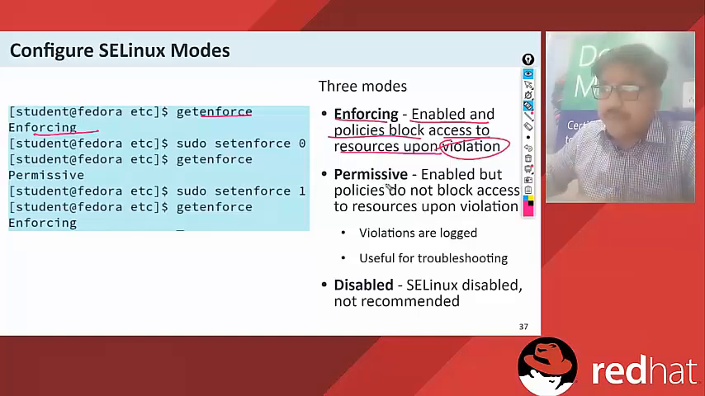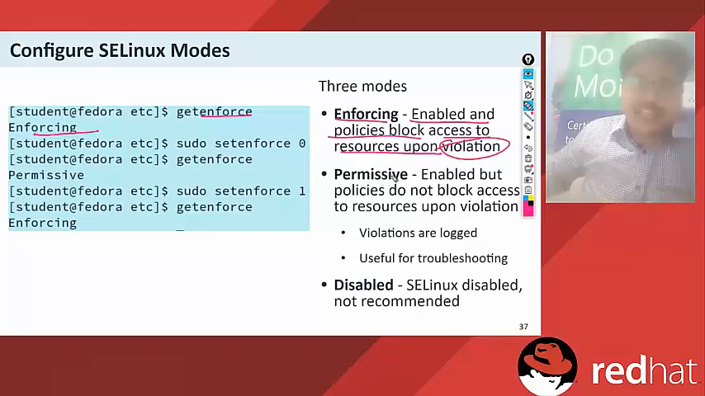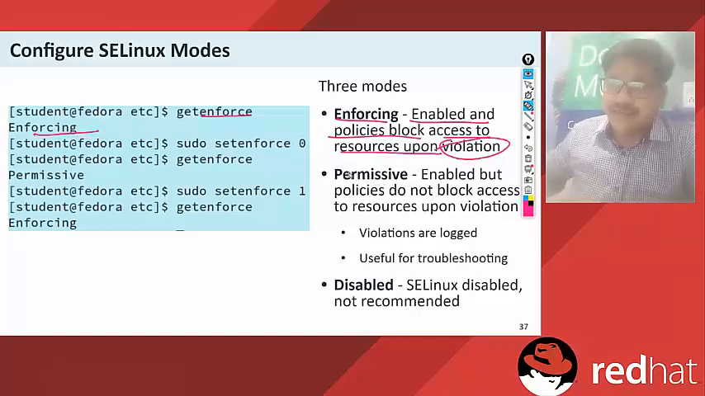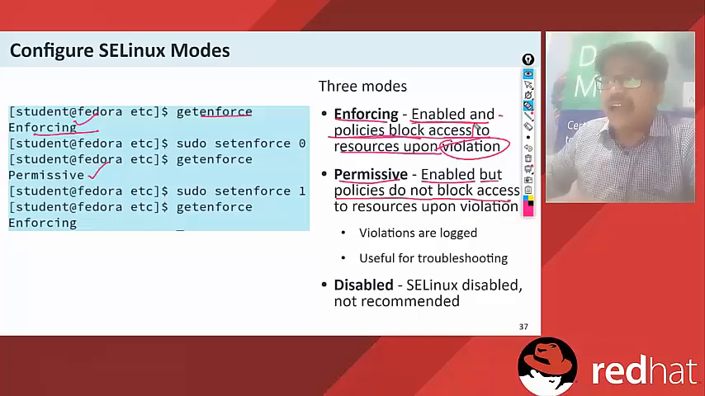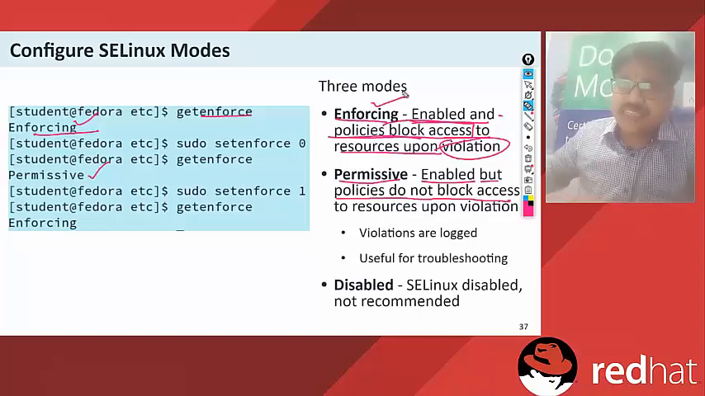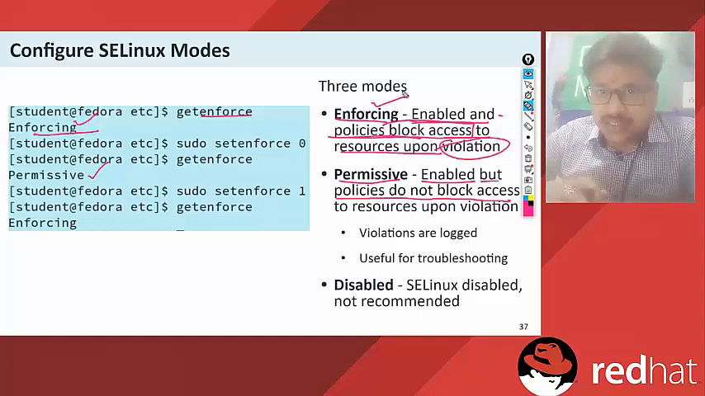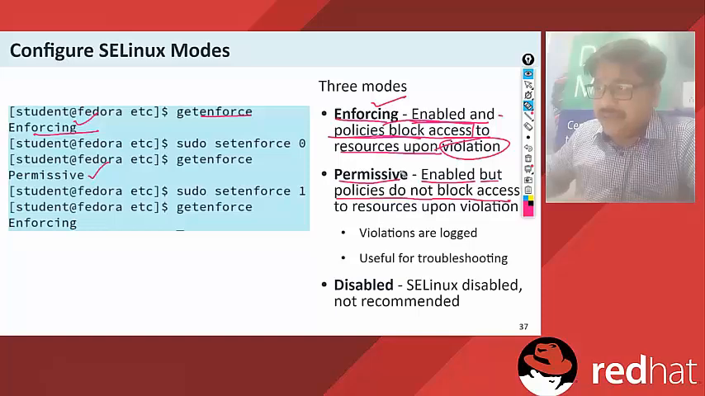And permissive means there are two types of enforcing. One is enforcing, another is permissive. Permissive is enabled but the policy does not block access. Enforcing means enabled and policies block access. In permissive mode, it is enabled but does not block access to the resource upon a violation.